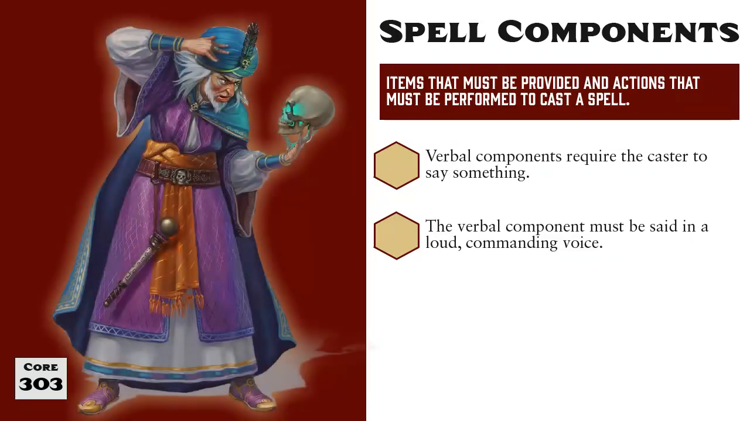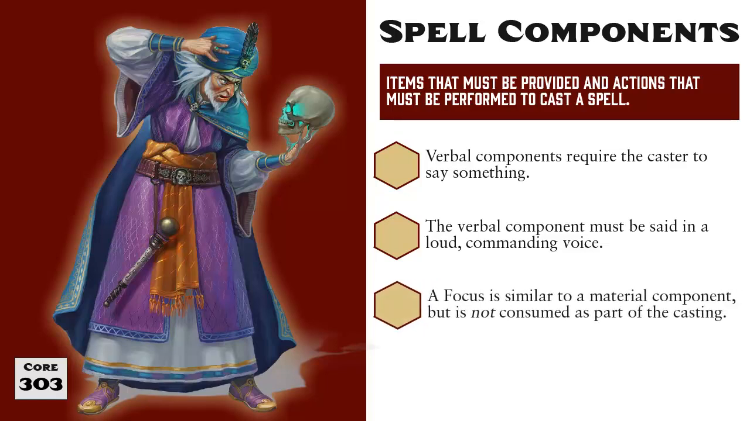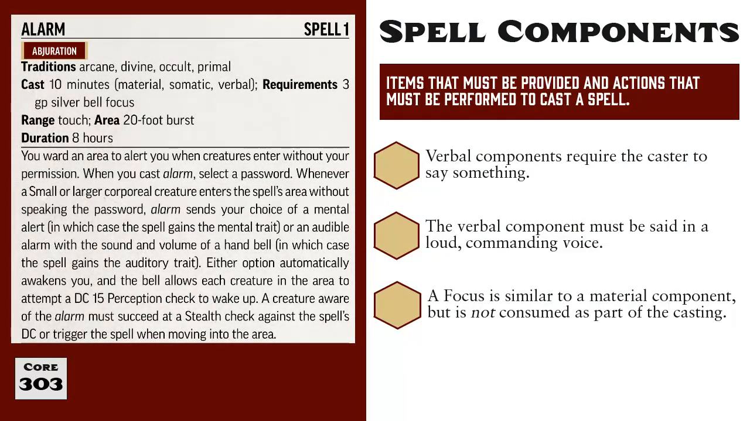And the last component is focus. A focus is like a material component or a cost, except it is not consumed in the casting of the spell. And similar to a spell's cost, foci are not listed under the cast heading, but instead are found listed under requirements. For example, in order to cast the alarm spell, the caster must have a silver bell worth at least 3 gold pieces that they use as a focus when casting the spell.